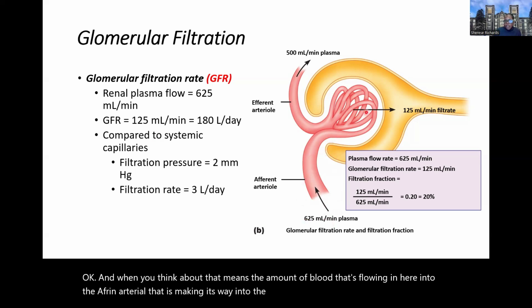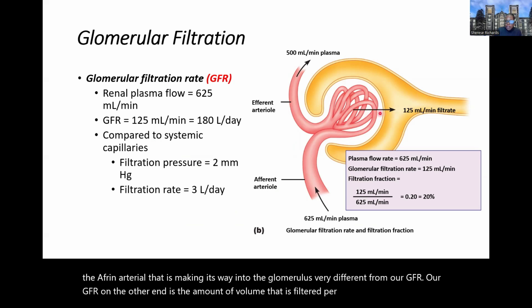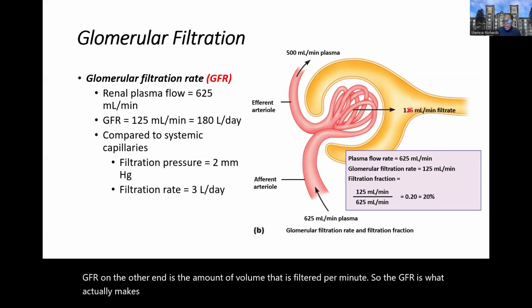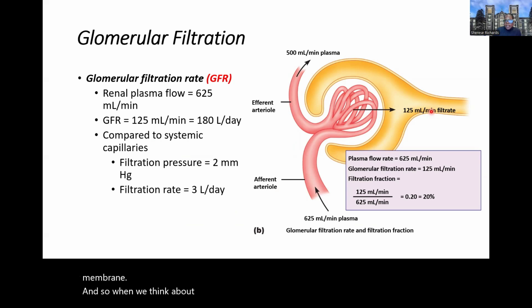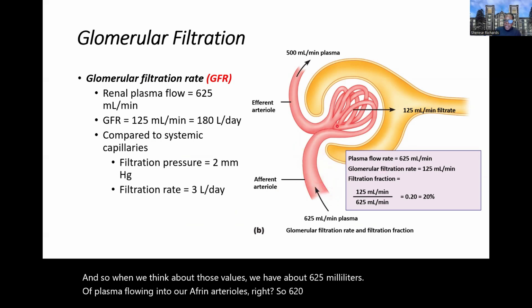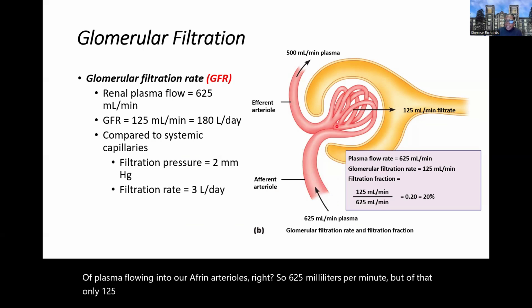Very different from our GFR. Our GFR, on the other end, is the amount of volume that is filtered per minute. So the GFR is what actually makes its way across this membrane, right? That's going across our filtration membrane. And so when we think about those values, we have about 625 milliliters of plasma flowing into our afferent arterioles, right? So 625 milliliters per minute. But of that, only 125 milliliters per minute ends up being filtered across our filtration membrane.